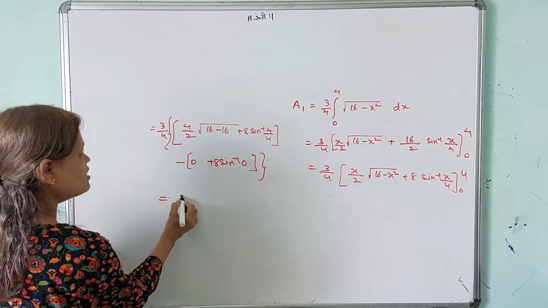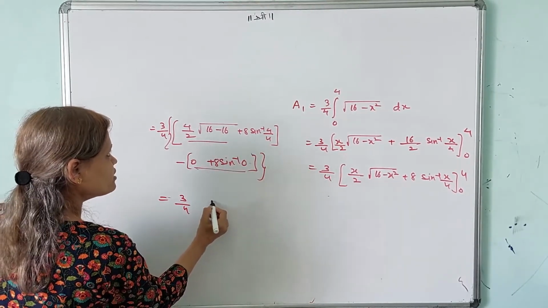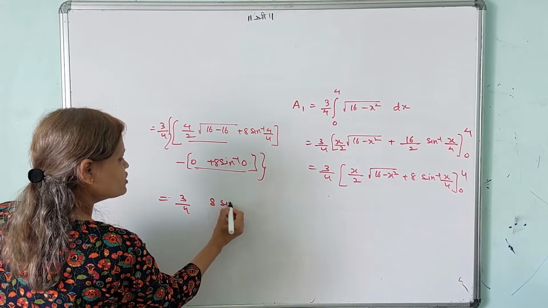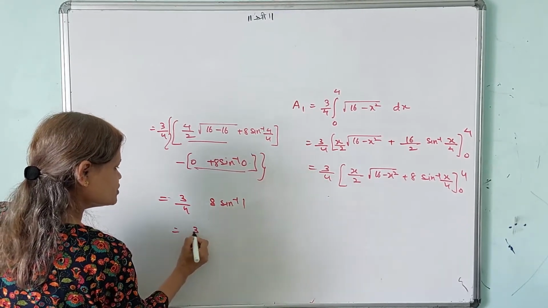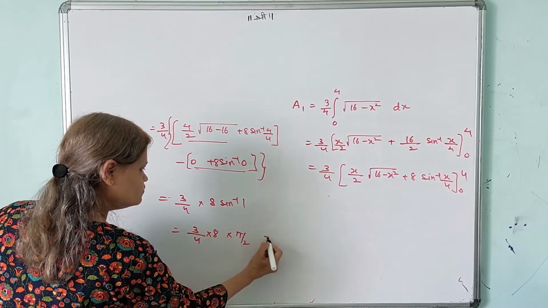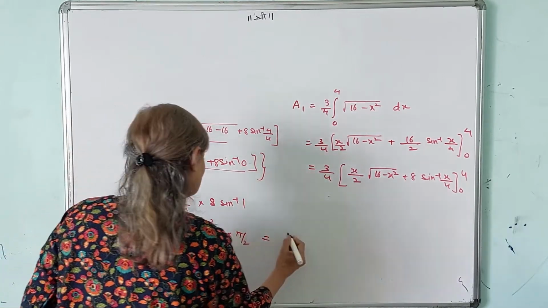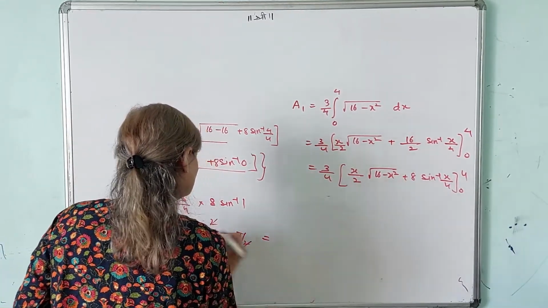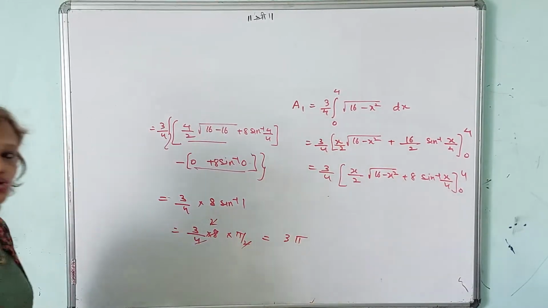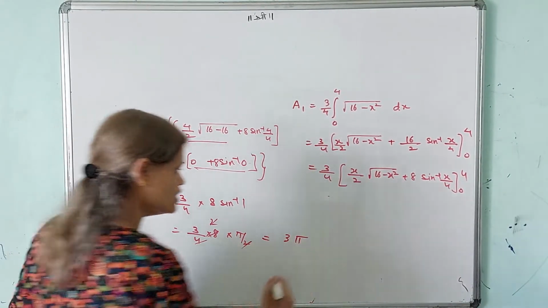So we get 8, and this term is 0, this term is 0. We get 8 sin inverse 1, and sin inverse 1 is pi by 2. So the area in the first quadrant of the ellipse is 3 pi square units.